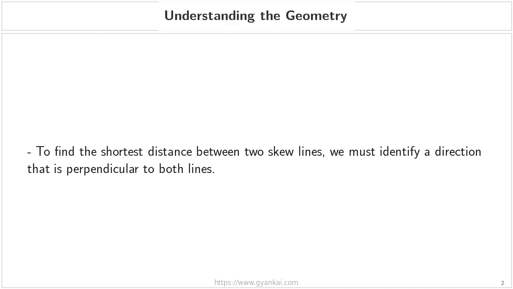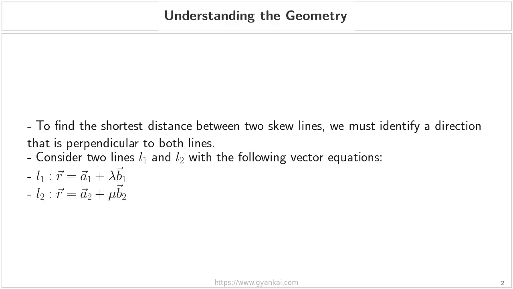Understanding the geometry. Now that we have defined what skew lines are, let's look at the geometry behind finding the distance between them. To find this shortest distance, our primary goal is to identify a specific direction that is perpendicular to both lines simultaneously. Think of it as finding the one unique path that hits both lines at a right angle. To do this mathematically, let's consider two lines, L1 and L2, represented by their vector equations.